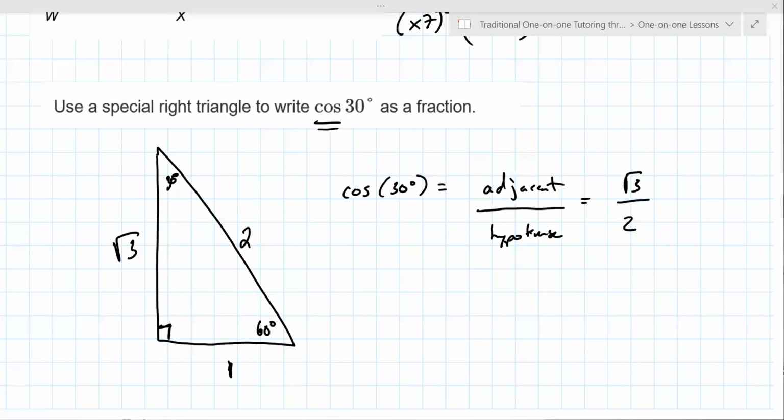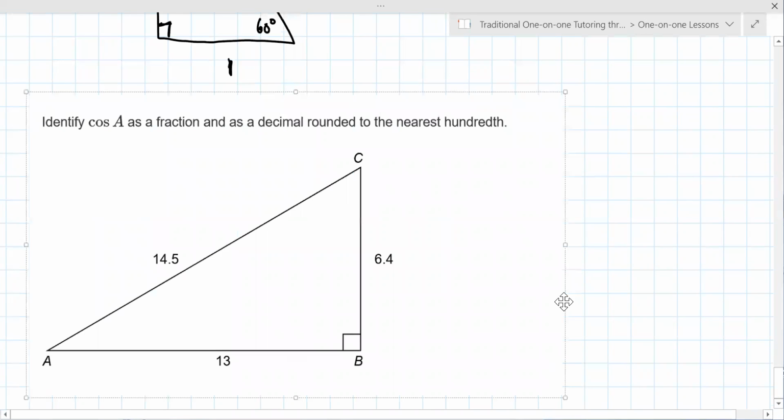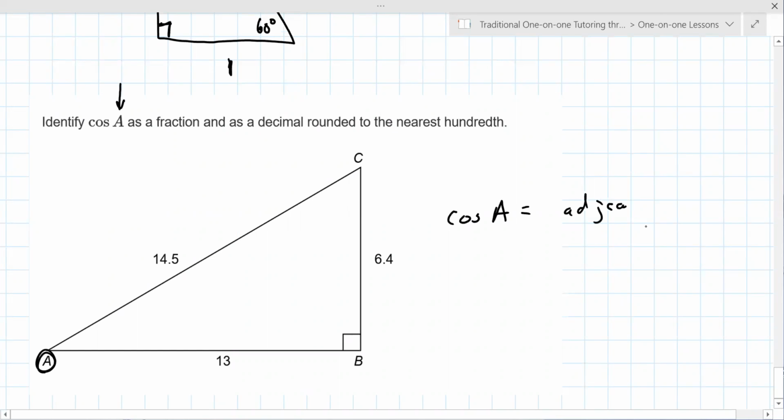I don't really decide how your class is organized, but we're going to use cosine again here with a slightly different triangle. So cosine of A, and see how A is the angle there? Cosine of A is the adjacent leg over the hypotenuse. So here's A. Is 13 adjacent or is 6.4 adjacent?